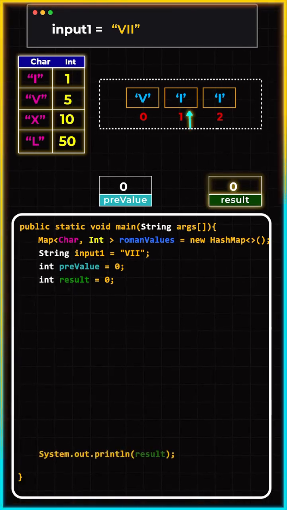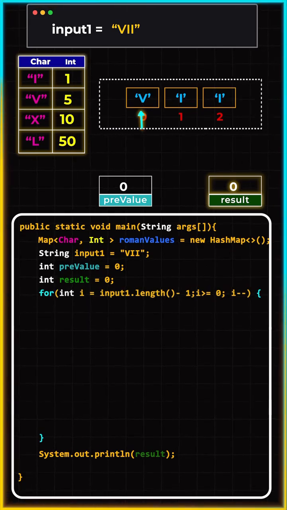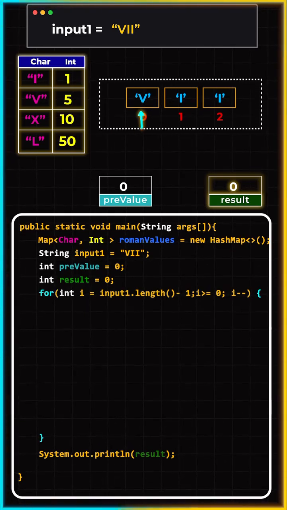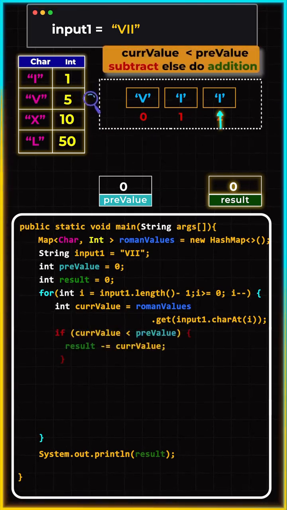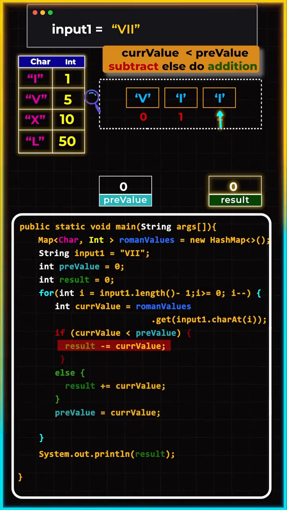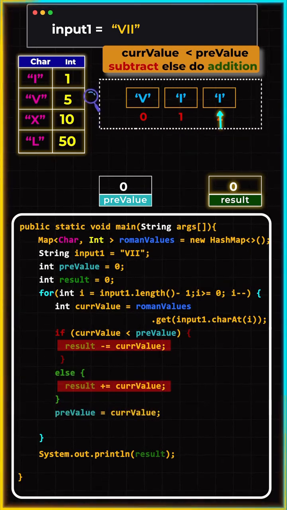Now we will traverse from right to left and we will compare the current character with the previous one. Now for each character, we will find the corresponding integer value from the map. If the current value is less than the previous one, we will perform subtraction. Else, we are going to perform addition. And then we will update the result.